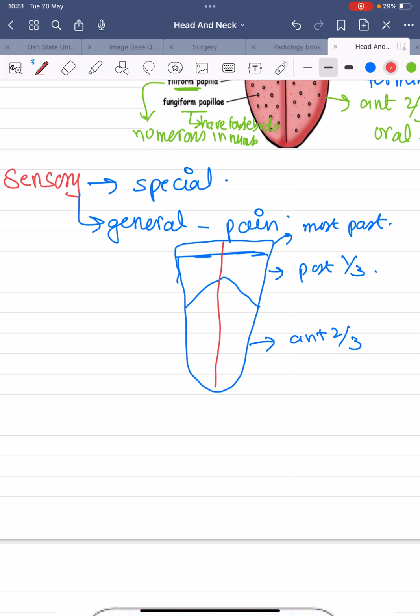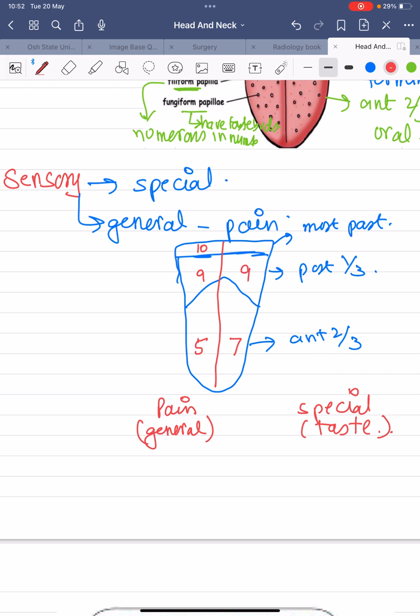First of all, we must know the pain sensation. Pain sensation is which sensation? It is your general sensation. Pain sensation in the anterior 2/3 part of the tongue is taken by your fifth cranial nerve. Then it is your ninth, then your 10th. Special sensation, which one is it? Taste. Taste, the special sensation, is taken by your seventh cranial nerve. Posterior 9, posterior 10. So you have to remember it as 5, 7, 9, 9, 10, 10.